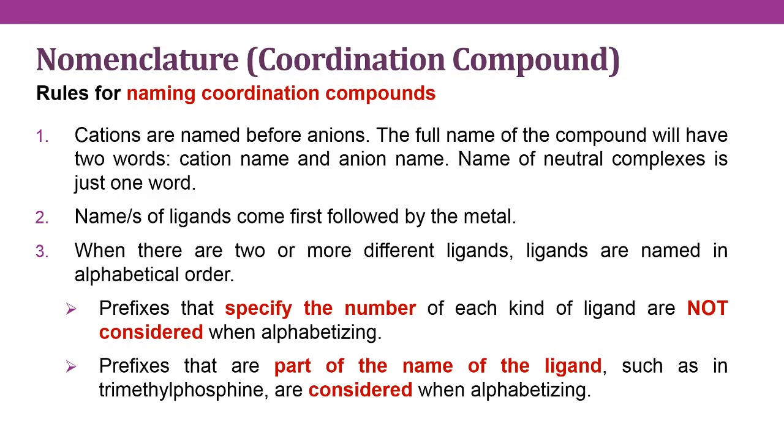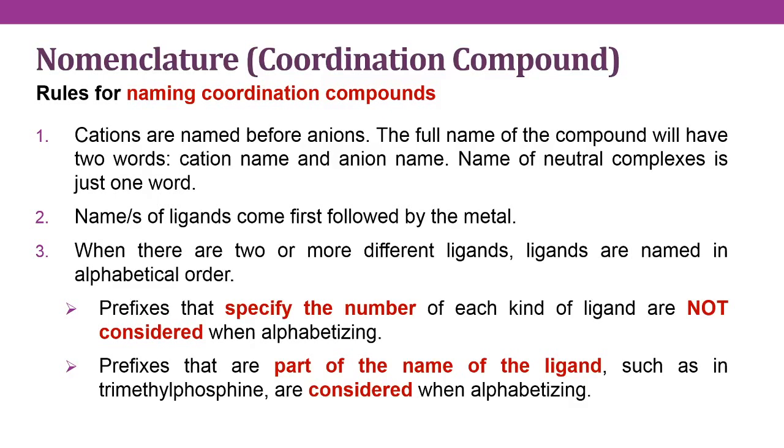If there is more than one ligand, the ligands are arranged in alphabetical order. Prefixes which specify the number of each ligand are not considered in alphabetizing. So, dibromido will come before chlorido because we consider the B in bromido rather than the D in di.